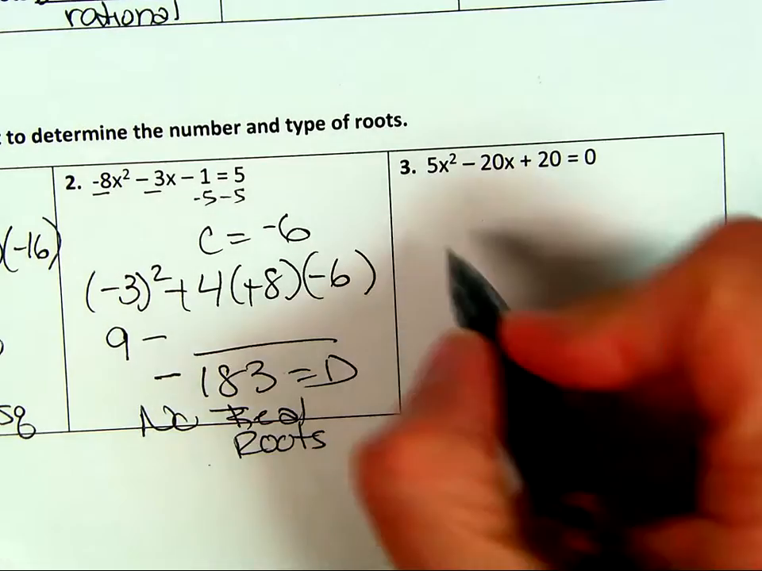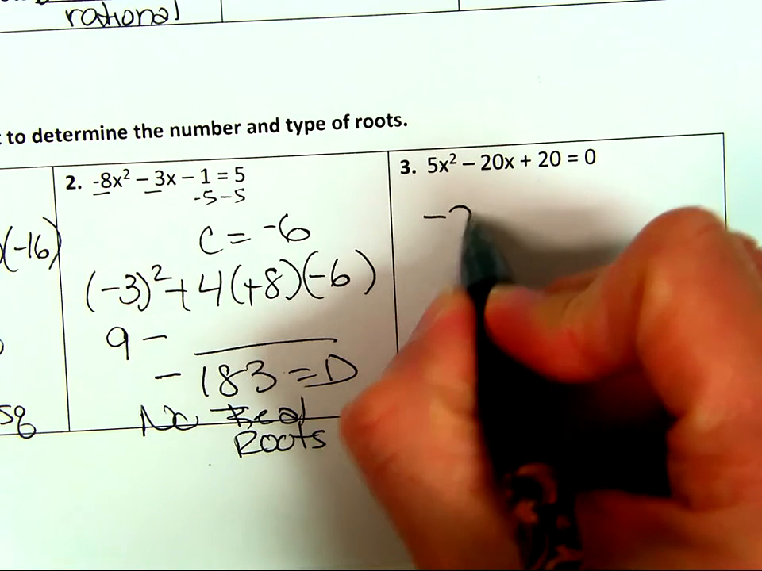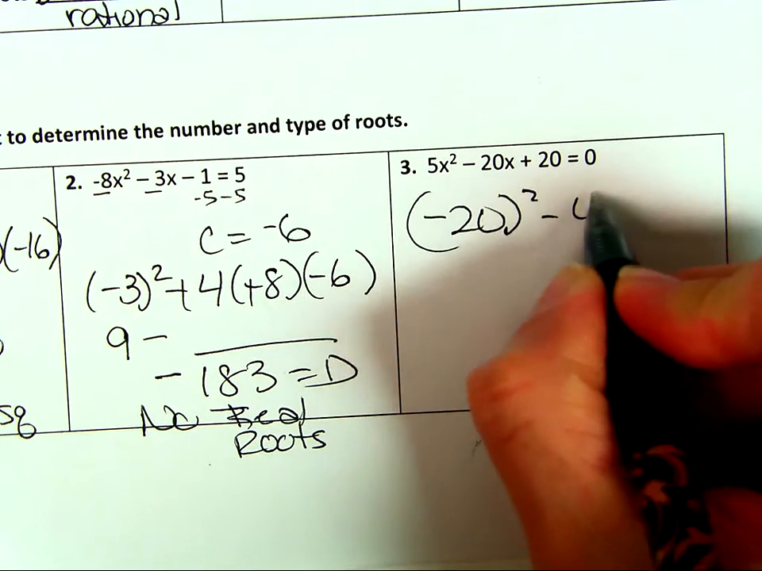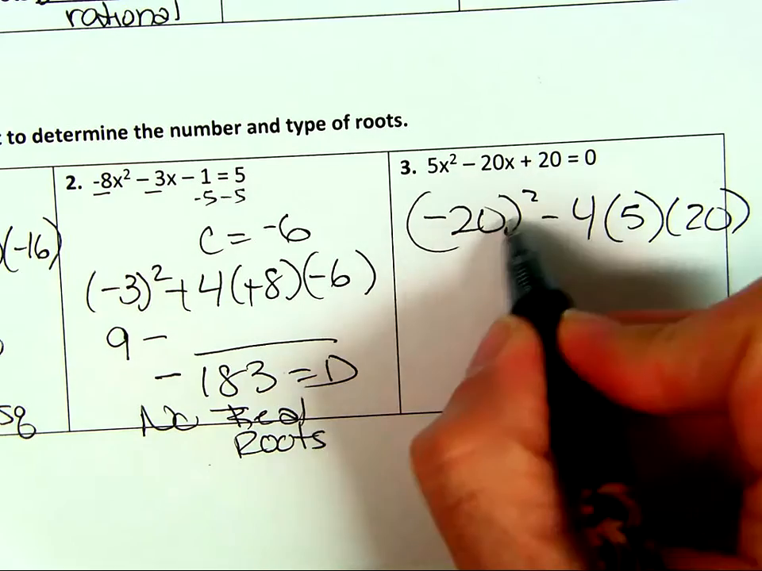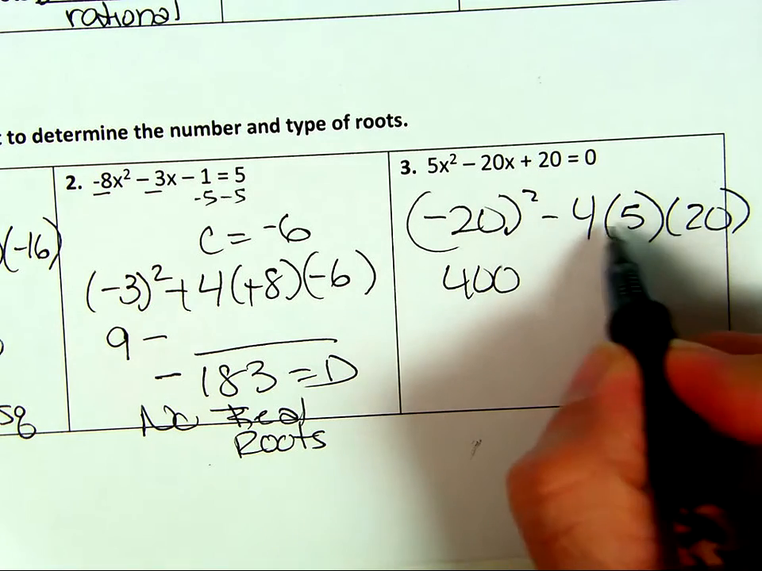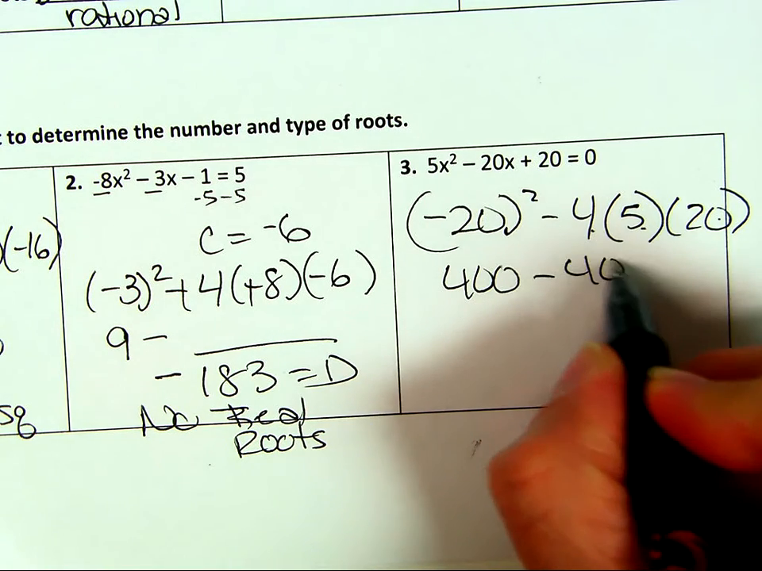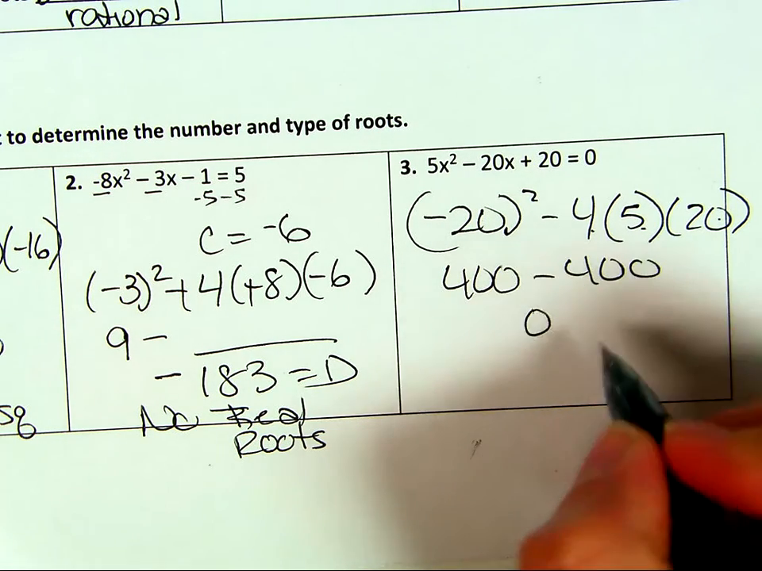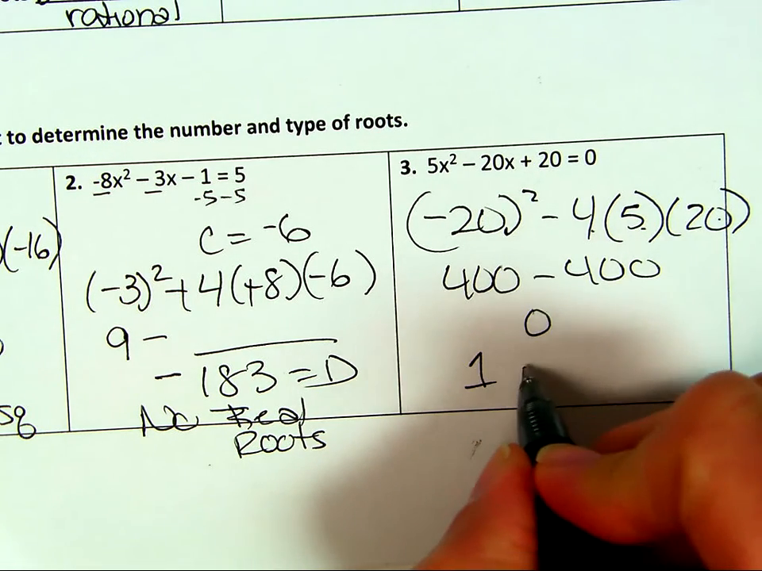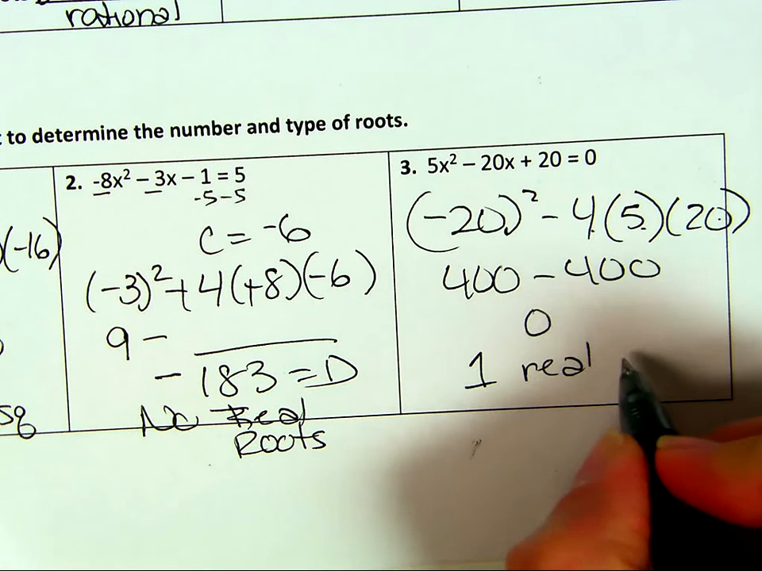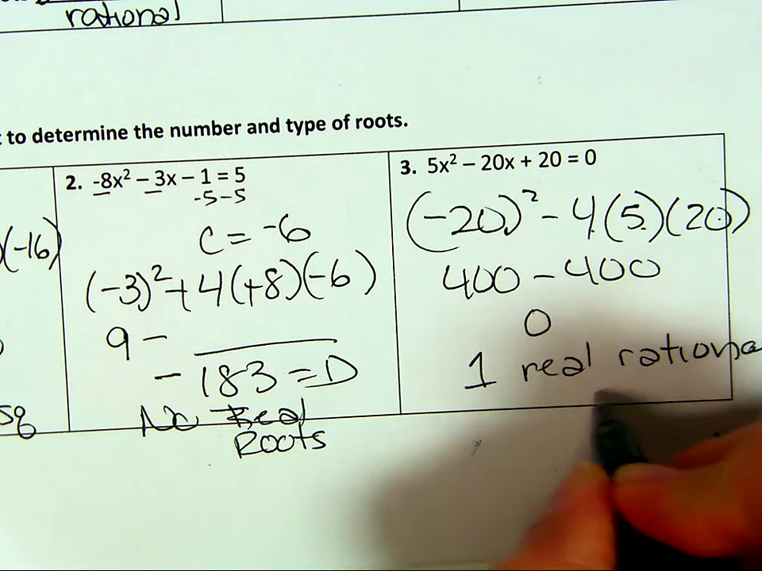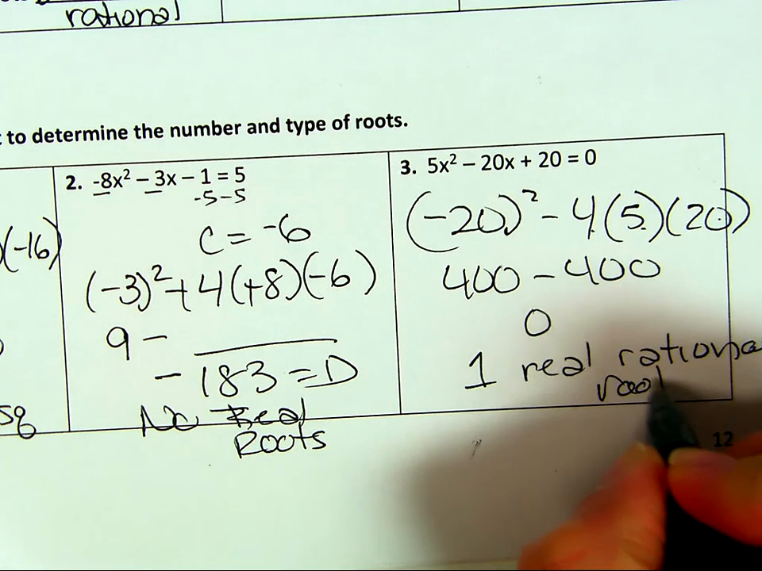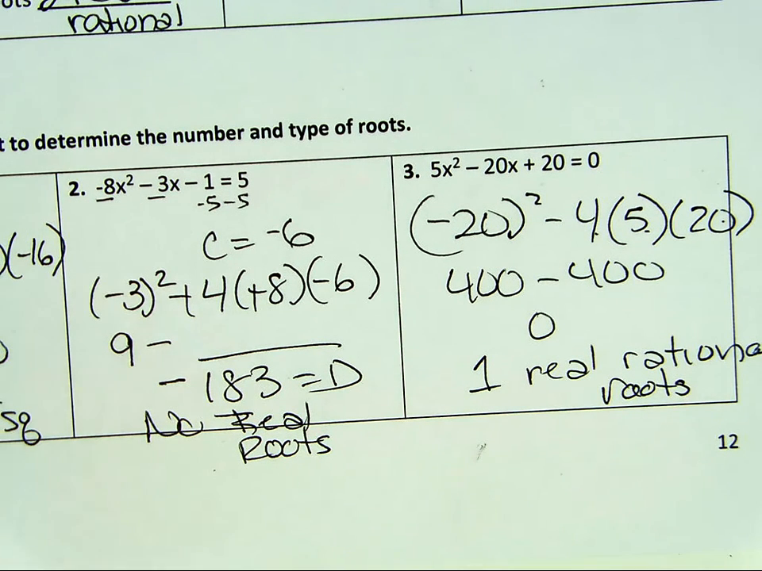Okay, b squared minus 4 times A times C. So that's 400, and 20 times 20 is also 400. So we're getting a 0 for our discriminant, which means we have one real, rational root. And that is how you use the discriminant to determine the number of roots and the kind of root.